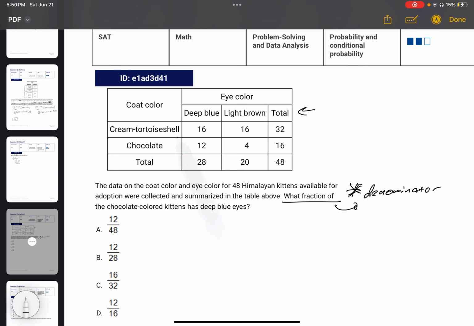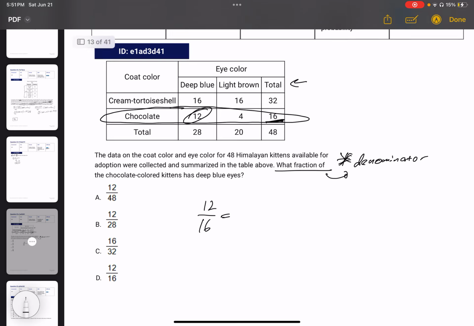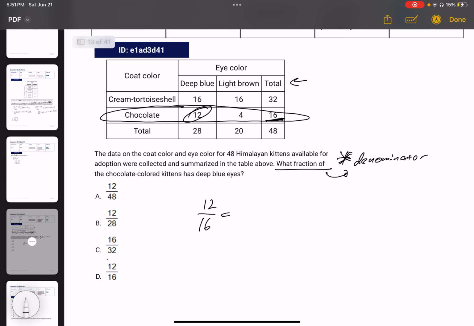So chocolate, we can just look at this. So our denominator is going to be 16 because that's the total number of chocolate coat-colored kittens. So we have 16 as our denominator, and then deep blue eyes is what we're looking for in the numerator. That's 12, and that's going to be our answer. We don't even have to simplify it because I don't think it simplifies. No, it doesn't. That's our answer, 12 over 16.